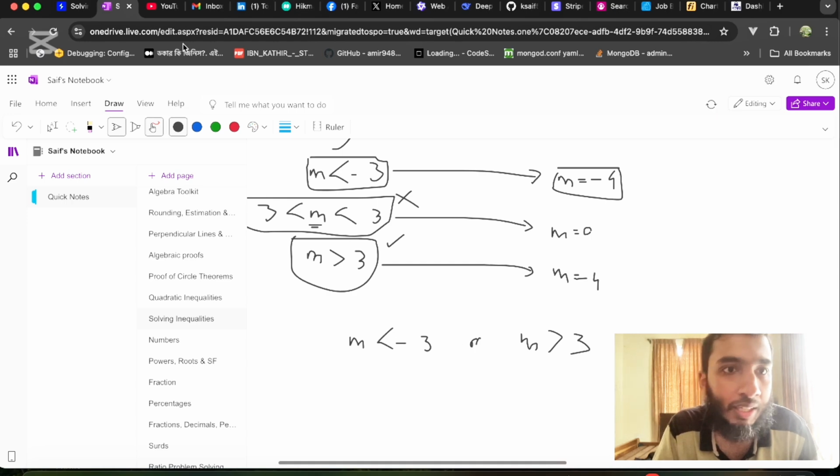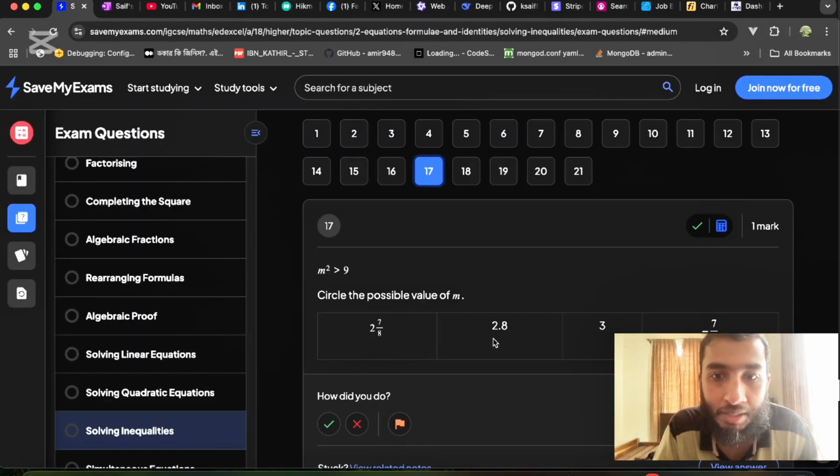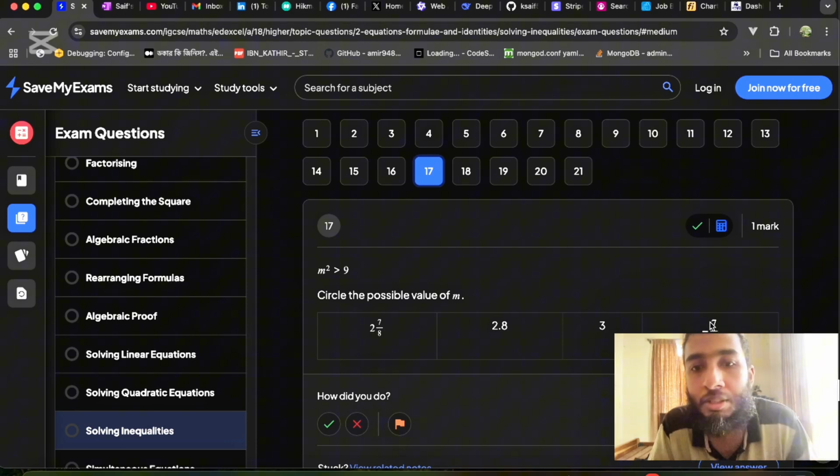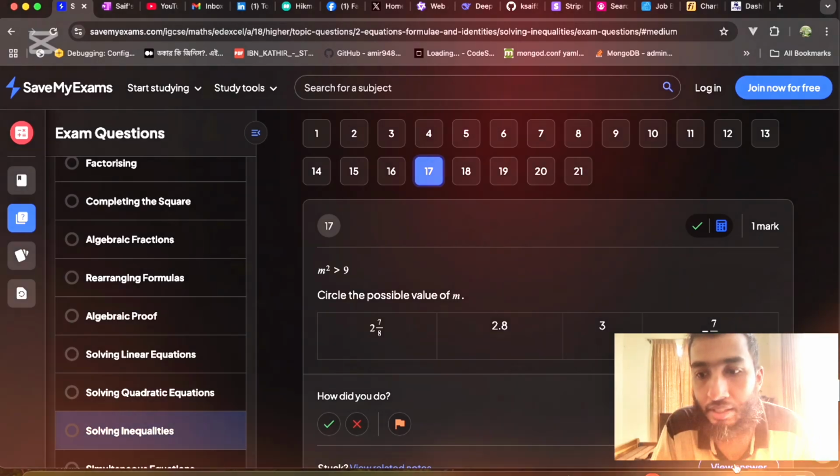So which case applies in this question? m is less than minus 3, and neither of these three options is greater than 3. So this is the answer. Minus 7 by 2 is the possible value of m in this scenario.